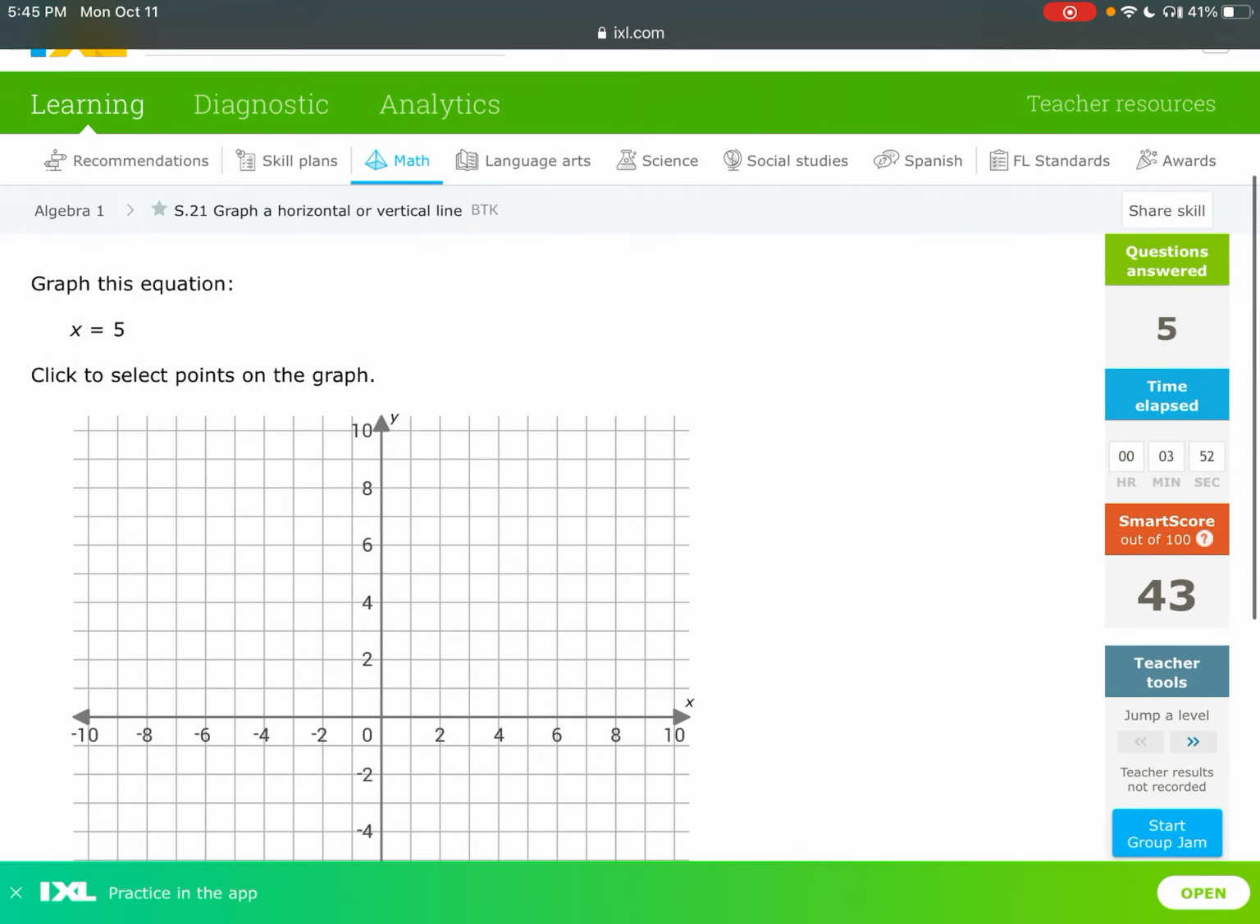Now, as you get higher and higher on your SMART score, it's just going to give you bigger numbers, but it's also going to change the scale. So we are just drawing either a horizontal line if it's y equals, remember go on the y-axis, or a vertical line if it's x equals, go on the x-axis.